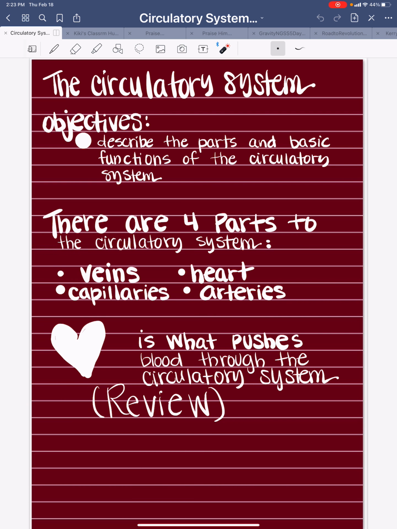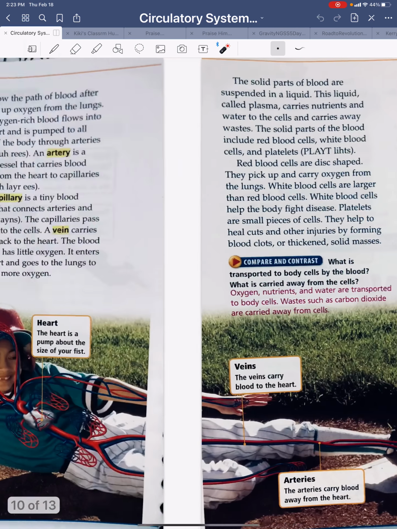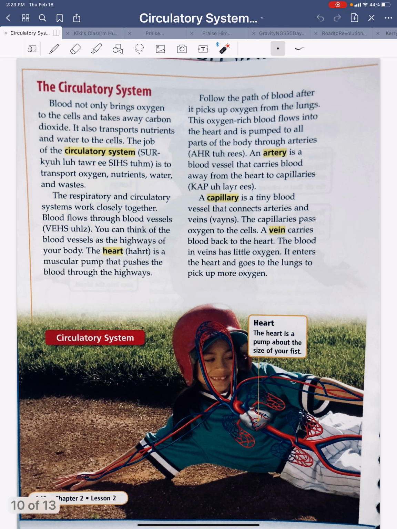All right, so again, the 4 main parts of the circulatory system: veins, capillary, heart, and arteries. Okay, now there's 3 pages that I want to read you from an old textbook, and I just took pictures of them, so I'm going to go through and read it to you, but I'll also have it linked below for you guys, for when you have to refer back to it.